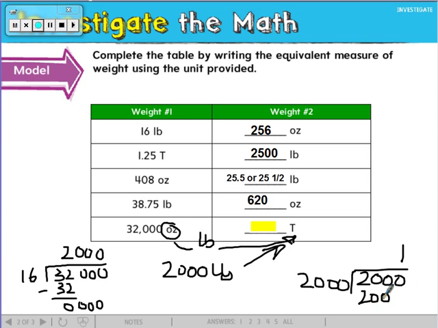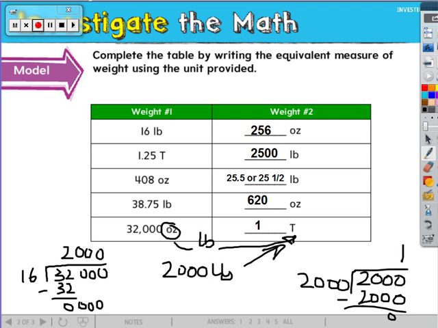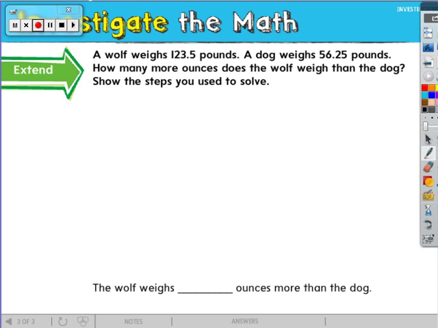And 1 times 2,000 is 2,000. I subtract that. I have no remainder. So how many tons is it? 1 ton. That's a big amount. There you go. Oh well. All right.